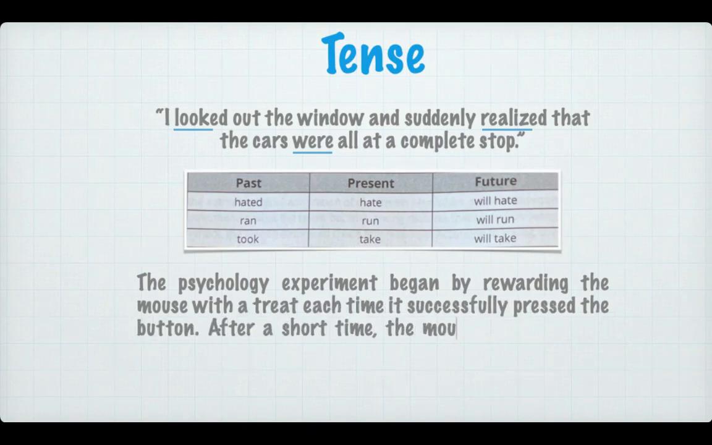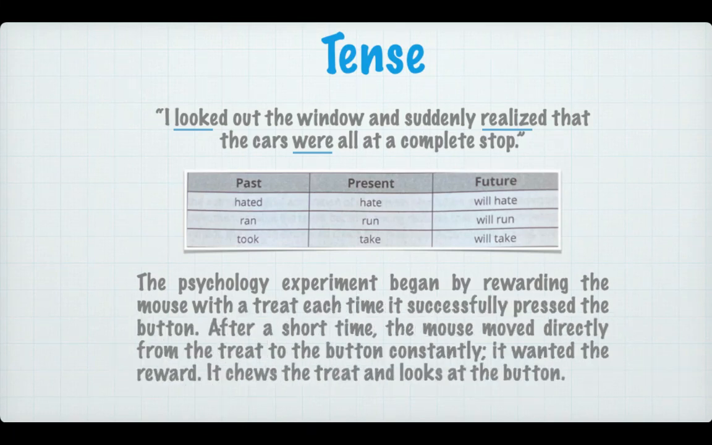Consider this example. The psychology experiment began by rewarding the mouse with a treat each time it successfully pressed the button. Okay. After a short time, the mouse moved directly from the treat to the button constantly. Good. It wanted the reward. It chews the treat and looks at the button.